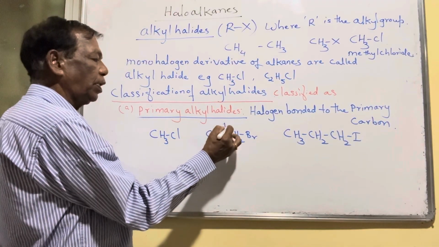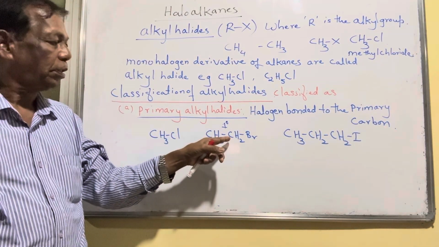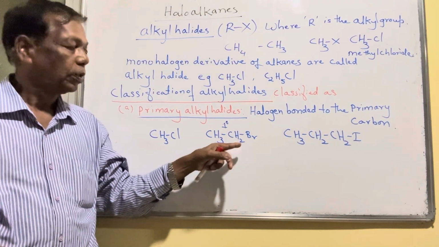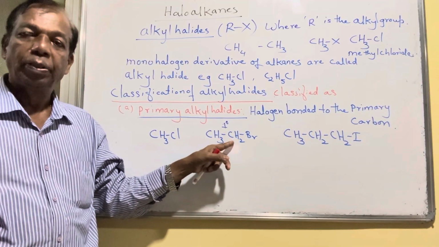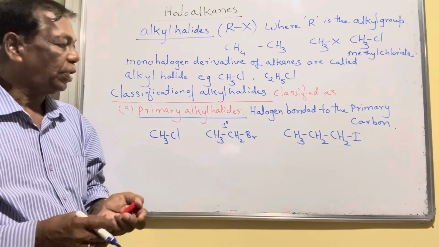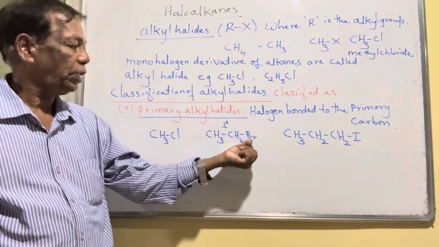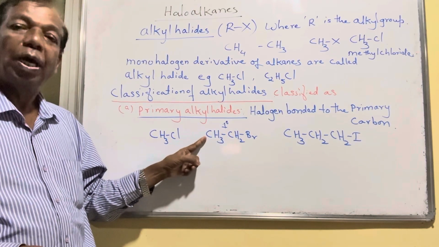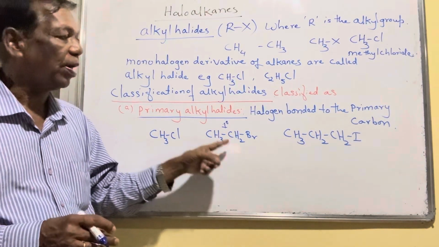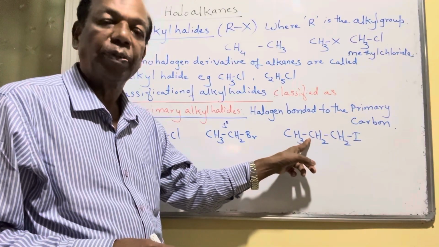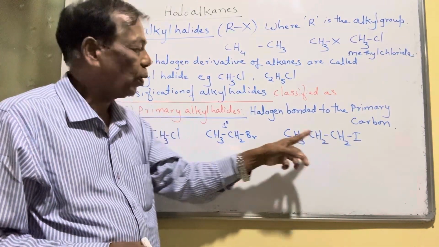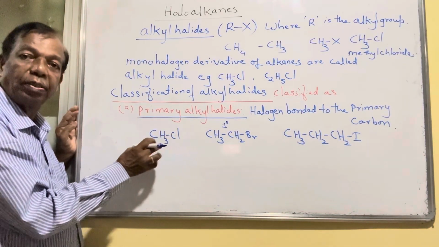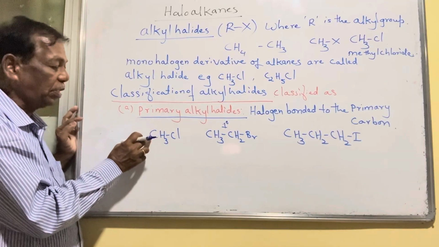Remember, this is a specific part. Here, this is primary because this carbon is bonded to one carbon and the halogen is bonded to it. So when the halogen is bonded to the primary carbon, this is called a primary alkyl halide. Now what is a primary carbon? A carbon bonded to another carbon is called primary. This carbon is also bonded to another carbon, therefore this is also primary. With the methyl group and halogen, this is one carbon by itself, so this is also primary.